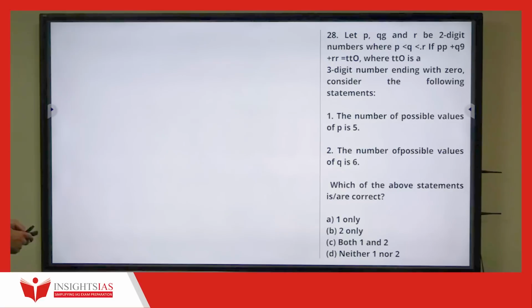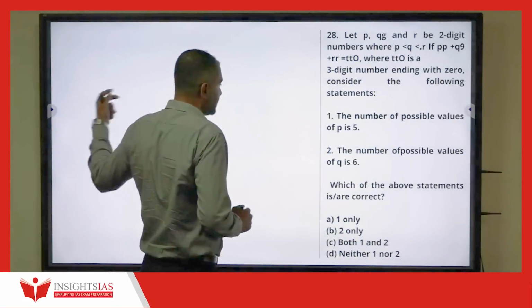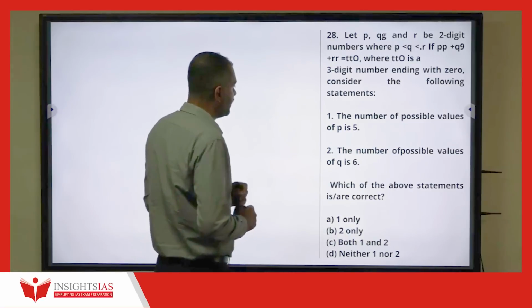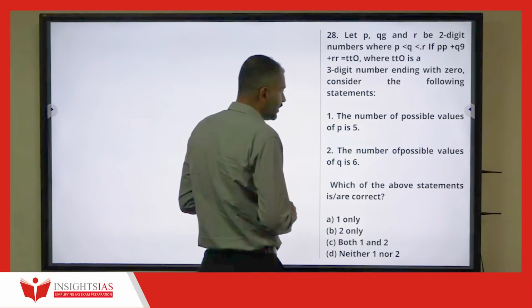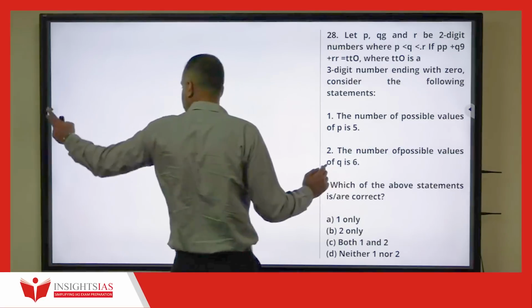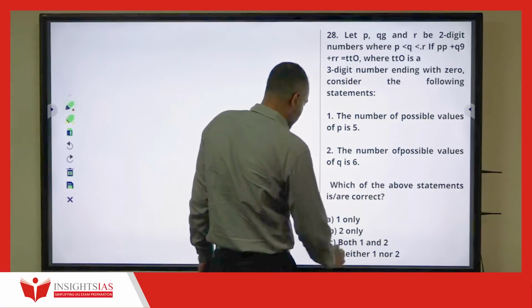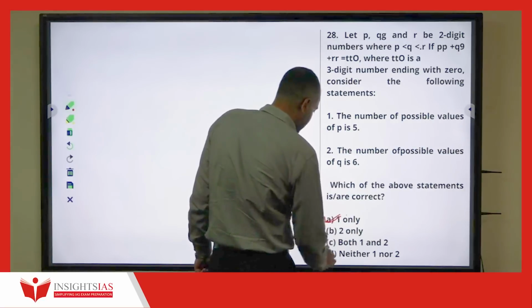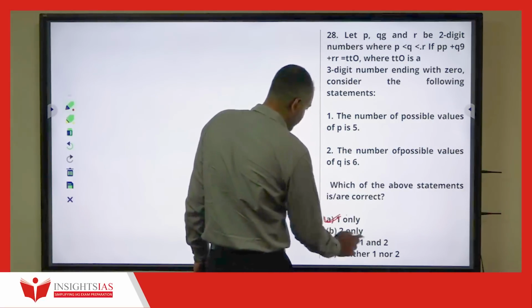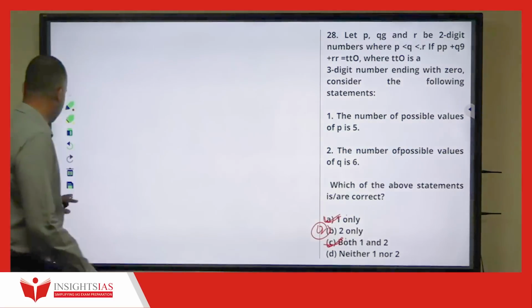Once again, here also I have an ambiguity. I don't know the exact answer for this one. The number of possible values, P is 5 and Q is also 5, I am getting, but I am not sure about this one. Hence I am not giving the answer or explanation for this part. It can be one only or else both. I have ambiguity here, hence I am skipping this question also.